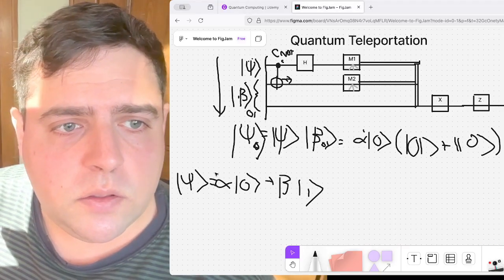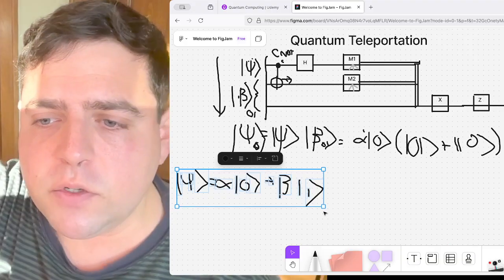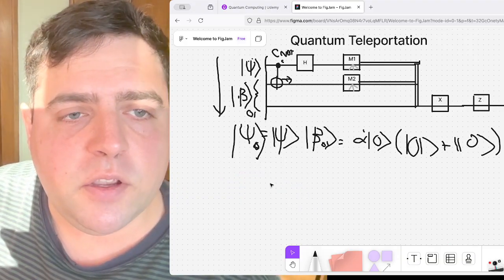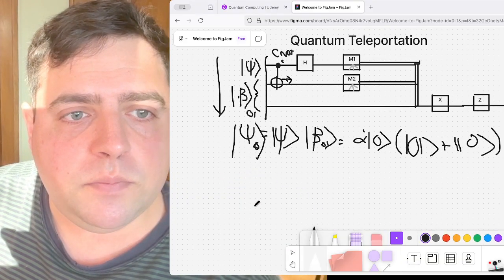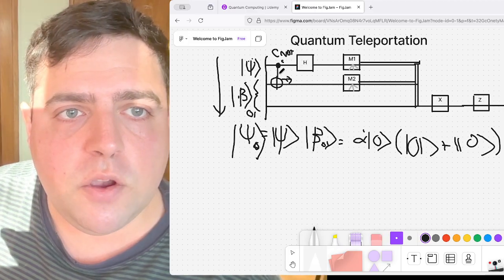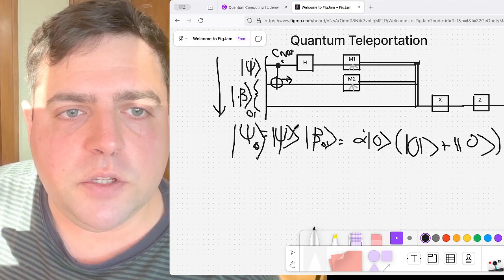So this is our state to be teleported. We'll just remember it. It's here now. It's part of this Hilbert space. So the control bit is the first bit here, the state to be teleported.